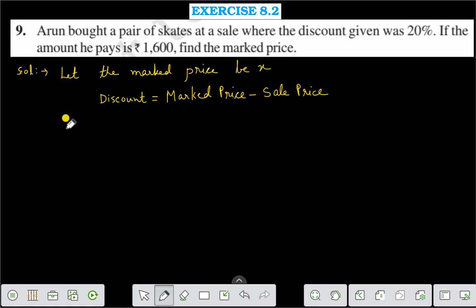If the marked price be X, therefore discount is 20% of X, that is the discount. And here you have taken marked price as X minus what is the sale price? Rupees 1600. Sale price is rupees 1600. Therefore 20% of X is 20 by 100 into X is equal to X minus 1600.